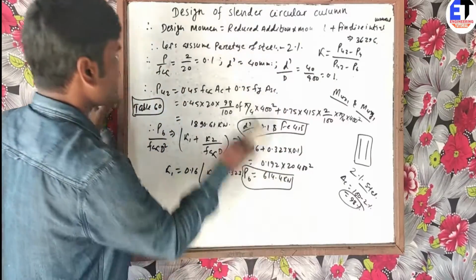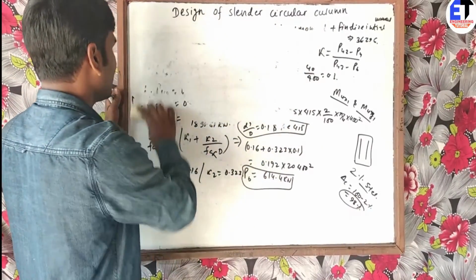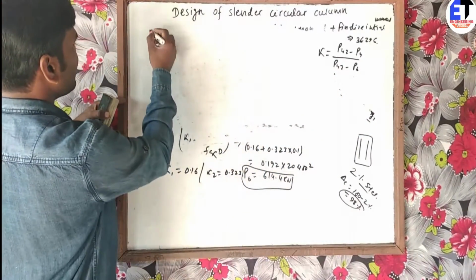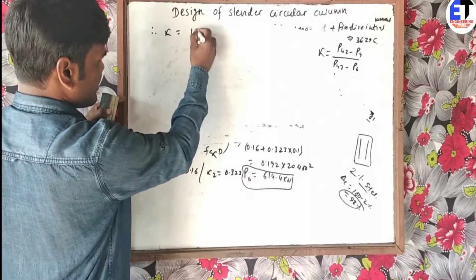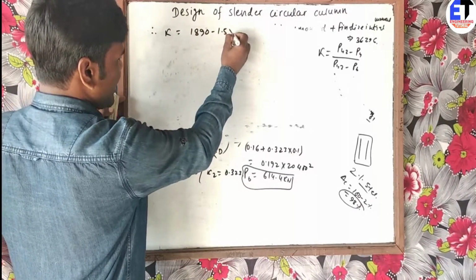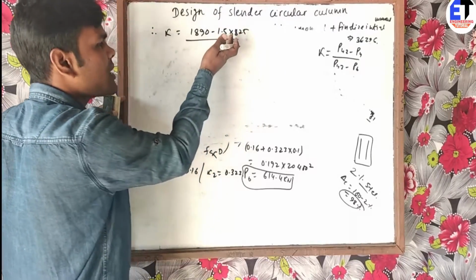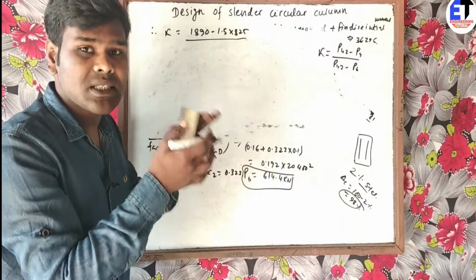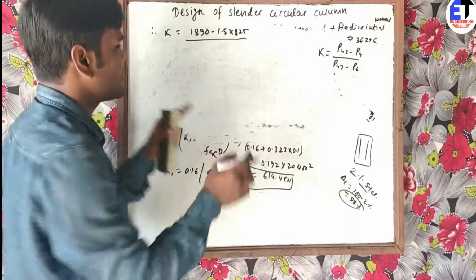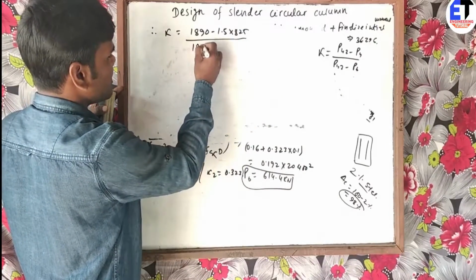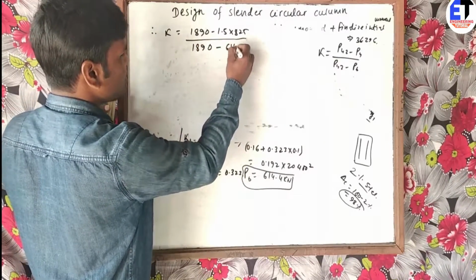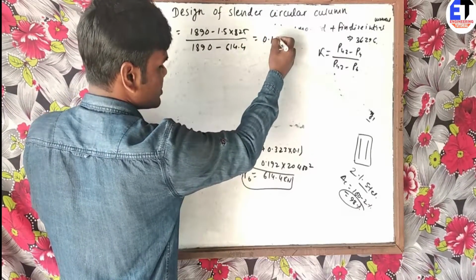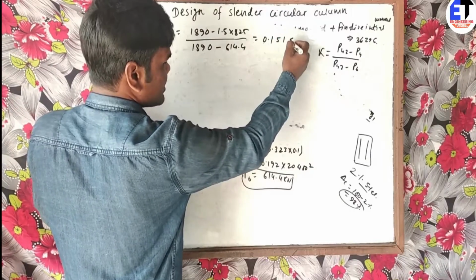So now we are going to put these values in the expression so we can find the value of k. Let's see what the value of k is. The value of k is 890 minus 1.5 into 828. Why are we going to multiply by 1.5? This is the design for limit state method, so 1.5 is the safety factor. Now what is the Puz value? 890 minus 614.4. After calculating this value, our result is 0.151, which is less than or equal to 1.